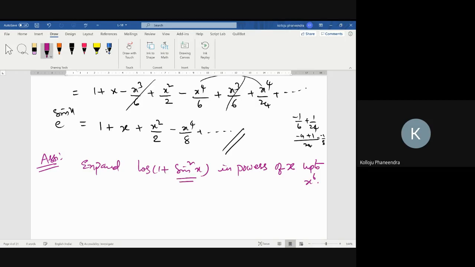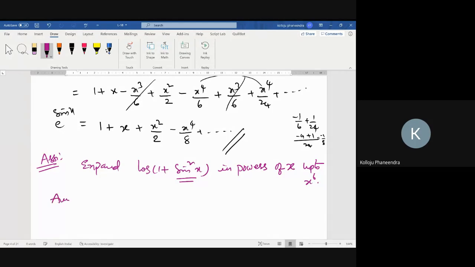Write the expansion for sin x. Then take it whole square. Then simplify it. And use log 1 plus x expansion. In place of x, replace x by sin square x. Series expansion. That's better. Otherwise, you calculate the derivatives.